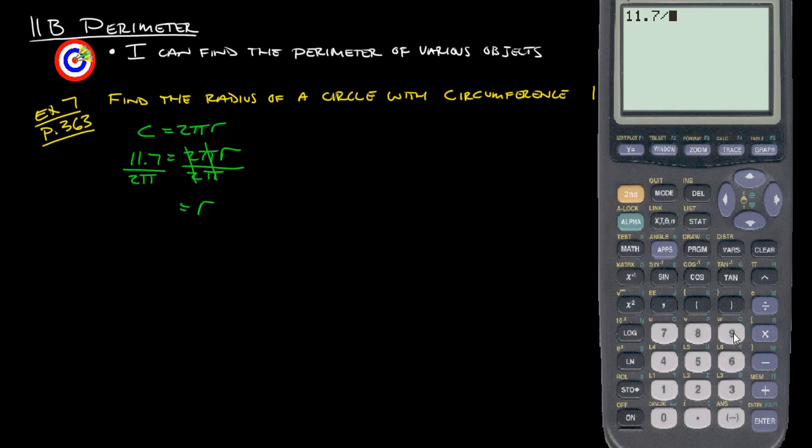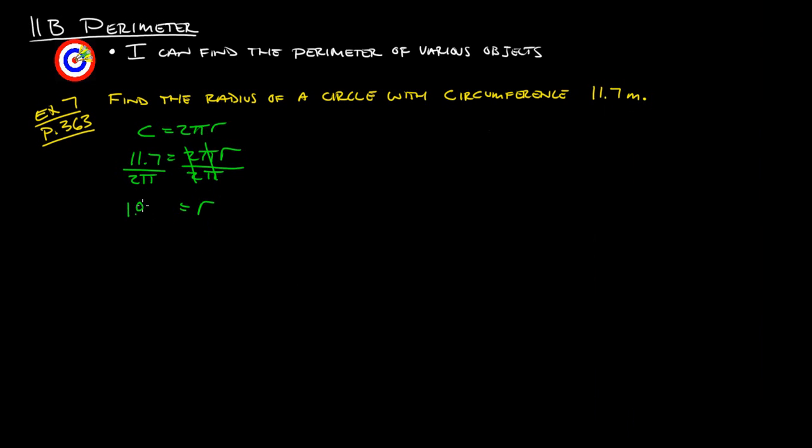11.7 divided by, and I would use parentheses here, because if you just do divide by 2 pi, it's going to divide by 2 and then multiply by pi. So do parentheses 2 pi, close your parentheses, and we get 1.86, and it's in meters. So the radius would be 1.86.